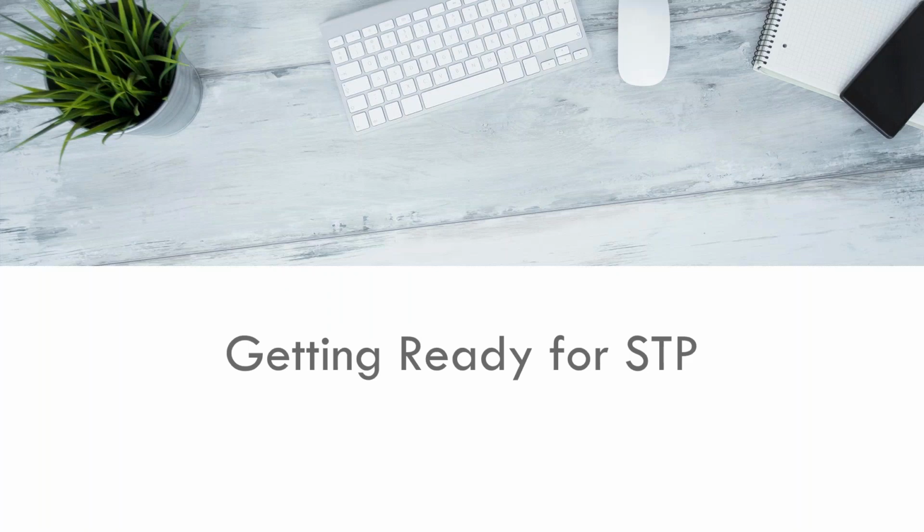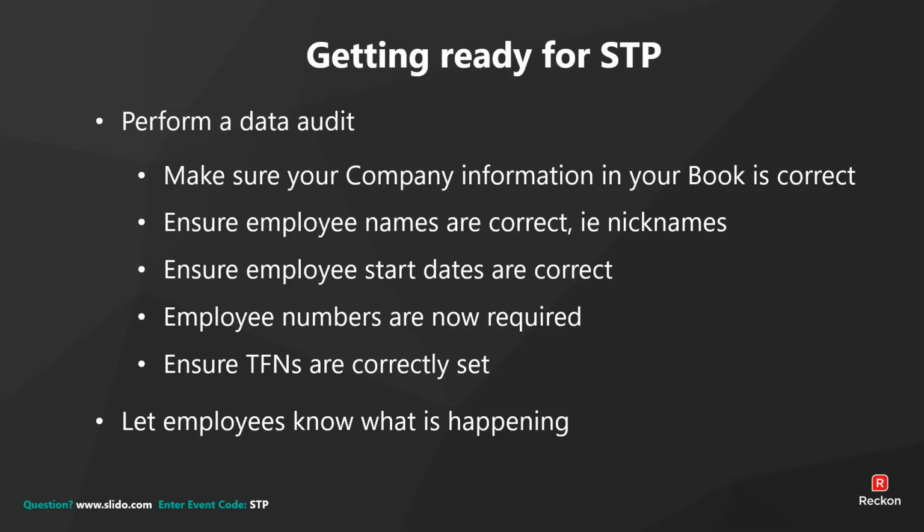So getting ready for STP, you'll need to perform a data audit. Ensure that your company information in your book is correct. Ensure that the employee names are correct as well as employee start dates. Make sure you've got an employee number allocated to each employee, and that your TFN is also set up correctly, and then let your employees know what is happening as well.